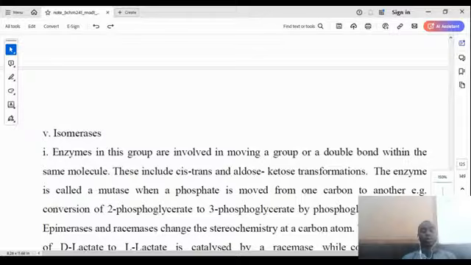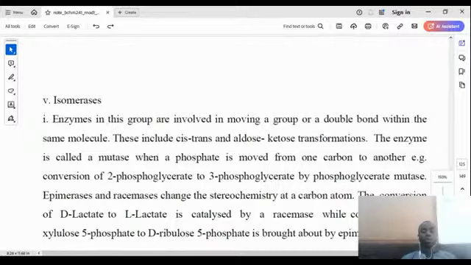So we have cis and trans. For cis, we know the cis and trans configuration, so these are isomers. We have cis and trans configuration, right? And we have aldose and ketose transformation. So these are examples of the reactions that isomerases catalyze: aldehyde functional group to ketone functional group, aldose to ketose.